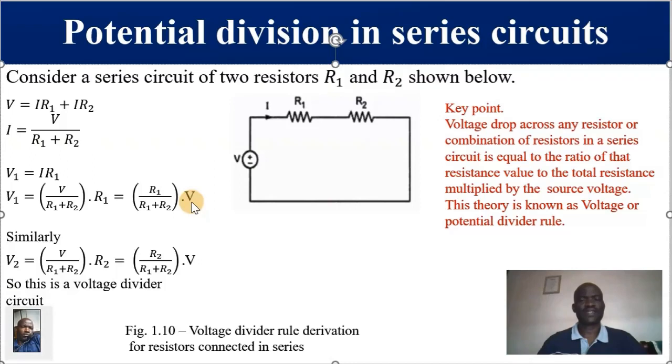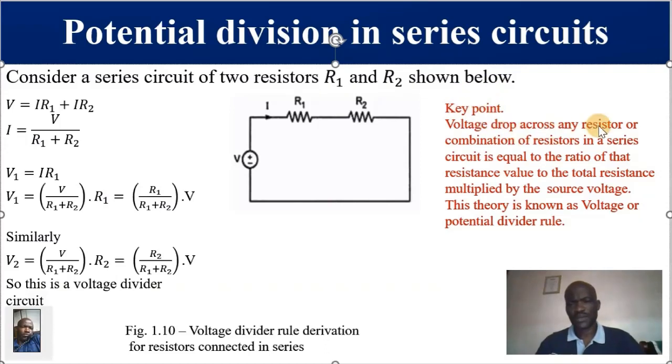You are finding the voltage drop across the resistor without first finding the total current flowing through the circuit. The same applies for V2. What do you do? You take the value of that resistor R2, divided by the sum of the resistors in that series circuit, and multiply by the supply voltage V. So this is what we call a voltage divider circuit. And take note of the key points.